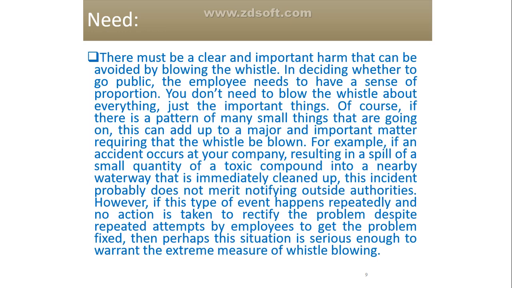For example, if an accident occurred at your company, resulting in a spill of a small quantity of a toxic compound to a nearby waterway, that is immediately cleaned up. This incident probably does not merit notifying outside authority. شوية توكسيك ماتيريال اتكبت في المقرب بتاع مويه واتنظفت، فانت في حاله دي ما في داعي انك تطلع outside. However, if this type of event happens repeatedly and no action taken, اللي هو الحاجه دي بتعمل بطريقه متكرره كده، في حاله زي دي you can blow the whistle.